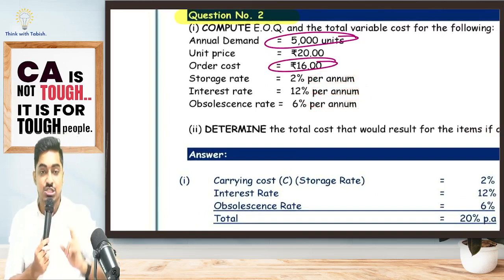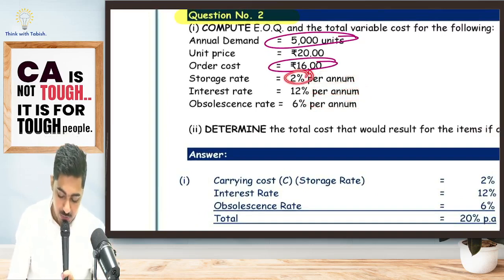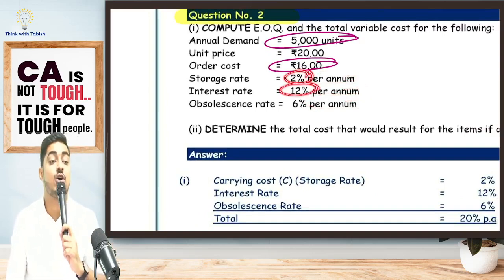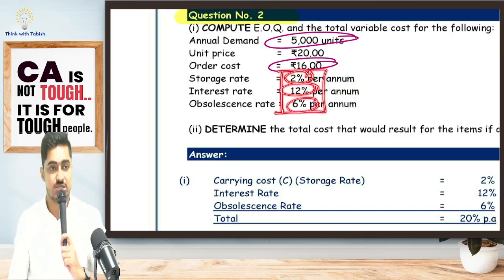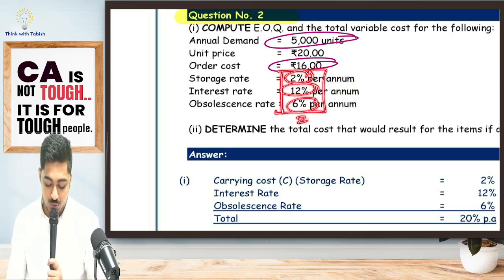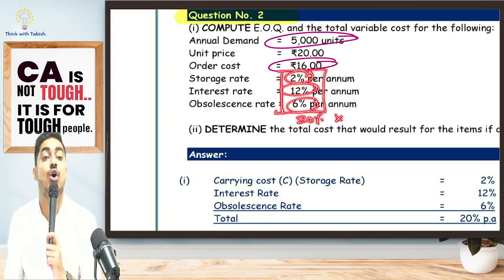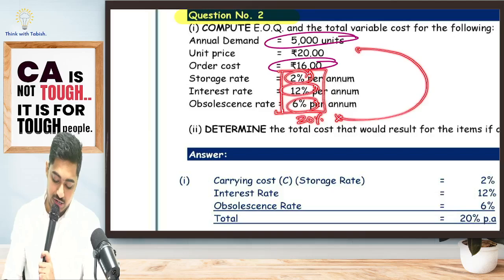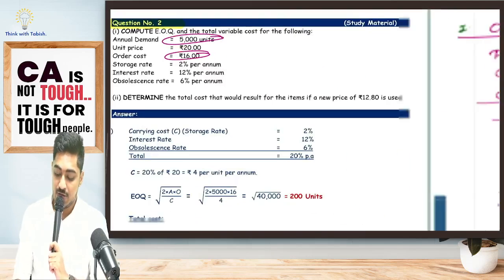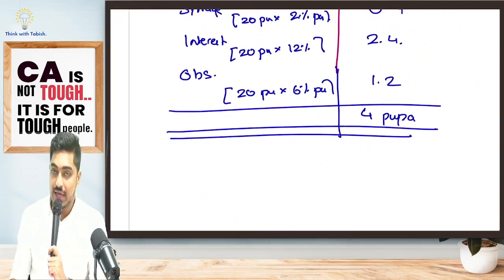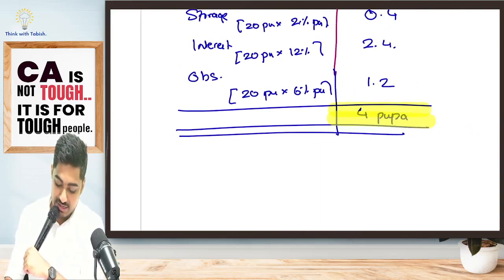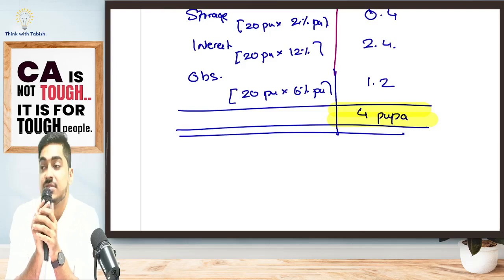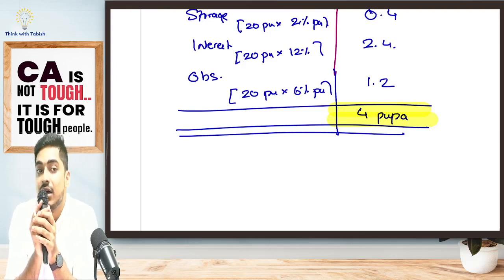Tell me how much is storage? 2%. How much is interest? 12%. How much is obsolescence? 6%. That means total is how much? 2 plus 12 plus 6, 20 percentage of what? Of 20, which is going to be 4 rupees per unit per annum. Oh my God. Am I getting the same answer? What is this? Magic? No, logic. Yes or no?